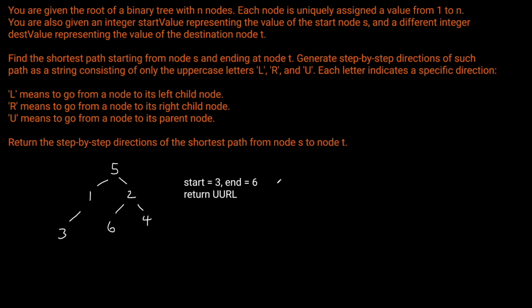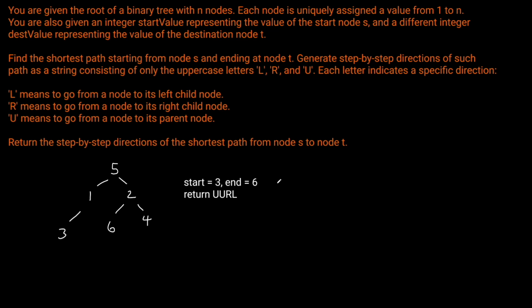You are given the root of a binary tree with n nodes. Each node is uniquely assigned a value from 1 to n. You are also given an integer start value representing the value of the start node s, and a different integer dest value representing the value of the destination node t. Find the shortest path starting from node s and ending at node t.